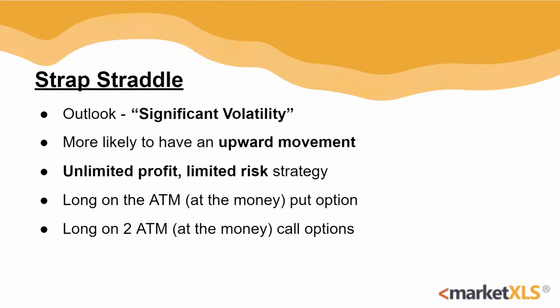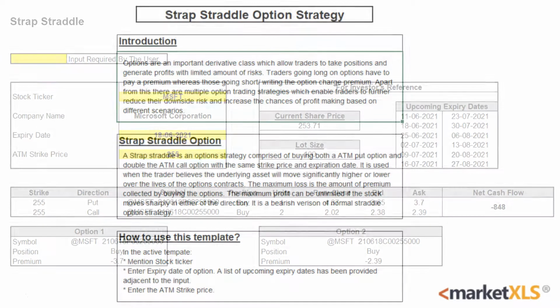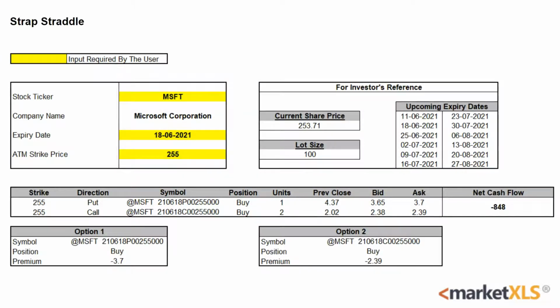MarketXLS offers a template for this strategy. Here's an introduction page for the users to read, and here's an active template. The yellow cells have to be inputted by the user, so the stock ticker, expiry date, and the ATM strike price.